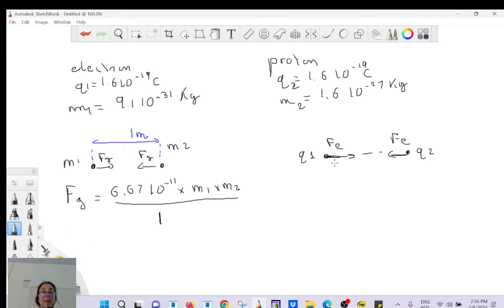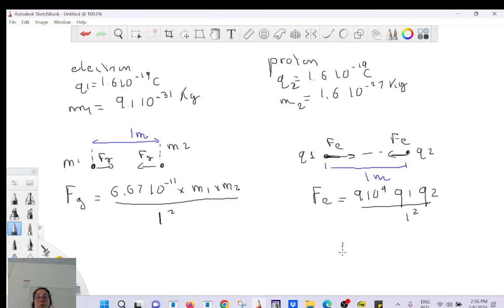We're gonna use the same distance here, 1 meter, and we're gonna find the electric force. So the electric force now is gonna be 9 times 10 to the 9, Q1 and Q2, and this distance is the same. Okay, the goal is to find the ratio between the electric force and the gravitational force. If the ratio is big, then that means you can neglect gravity when you are working with charges. Okay, you can forget about gravity when you are working with charges, right? Let's see what we find.